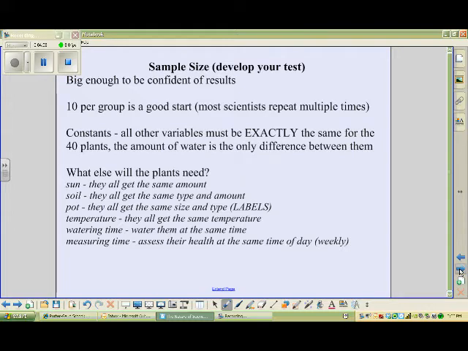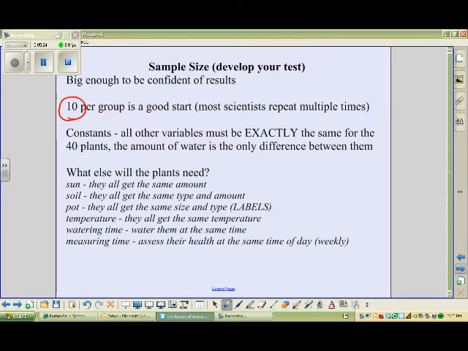Sample size is something that we will talk a lot about as we move through the year, especially when we get to science fair. It's really important that you have a large enough sample size that you can be confident in your results. So here you would say, well, let's just put one cactus in each group. Well, that's not going to be enough. One cactus is not going to be enough to give us good, reliable results. We are going to say we're going to put 10 in each group.